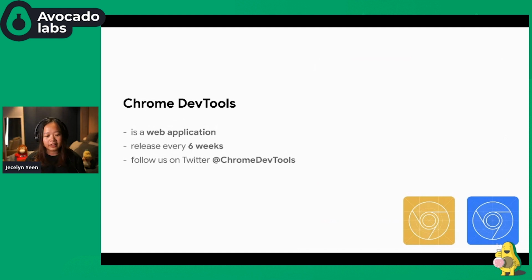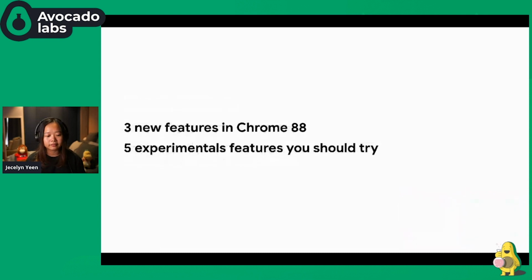Okay, so without further ado, let's jump into Chrome DevTools. A little bit about Chrome DevTools. It is a web application. It is built with HTML, JavaScript, and CSS, if you don't know it already. And every 6 weeks, we release new features. So every 6 weeks, I will have a new blog post and a new video talking about what's new in that release. If you want to know more, we also have a Twitter account, so you can follow the Chrome DevTools Twitter account.